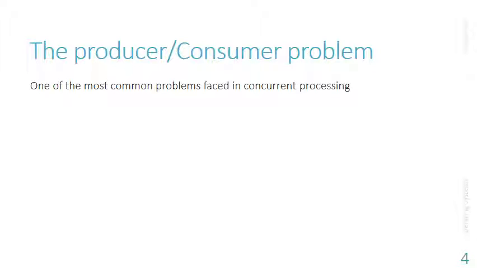Right, so concurrent processing, and the case study I'm talking to you about today is the producer-consumer problem, and this is one of the most common problems that we have when it comes to concurrent processing. And by concurrent processing, I mean processing trying to execute at the same time, fighting to be able to execute at the same time.